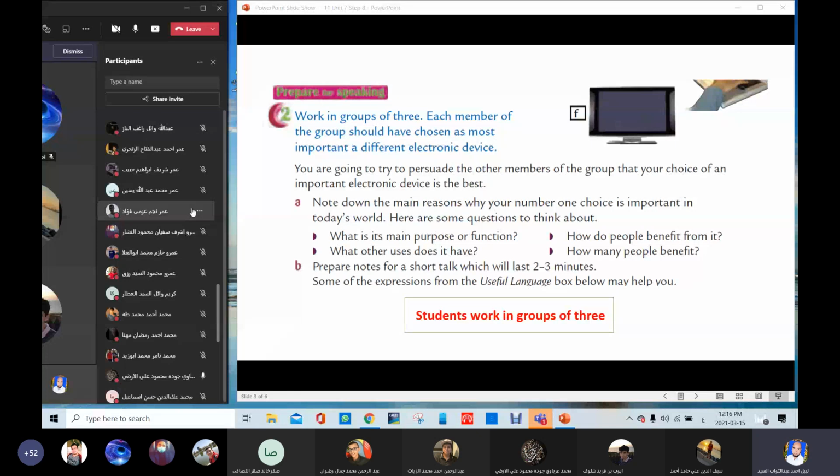Yes, Omar Najm. Yes, what's the most important electronic device for you? It's useful for homework. What are you talking about? Omar Najm, here you've got 6 electronic devices. You have to choose one of them to be the most important electronic device. I asked you to write some notes here by answering these 4 questions about your choice. Pay attention, Amr. Omar Najm. Yes, Omar Yassir.